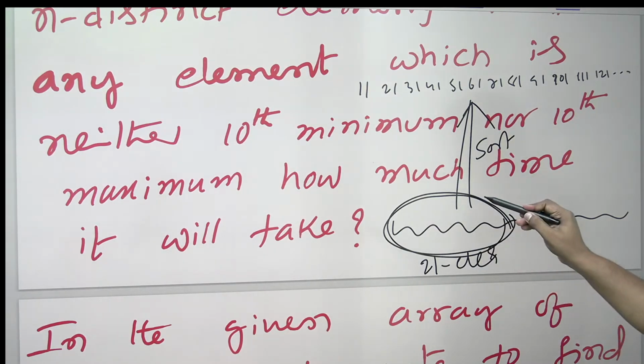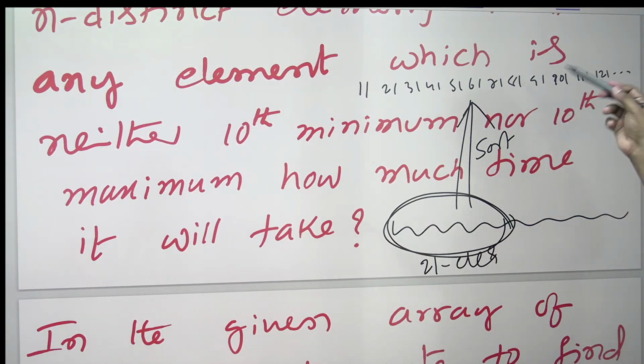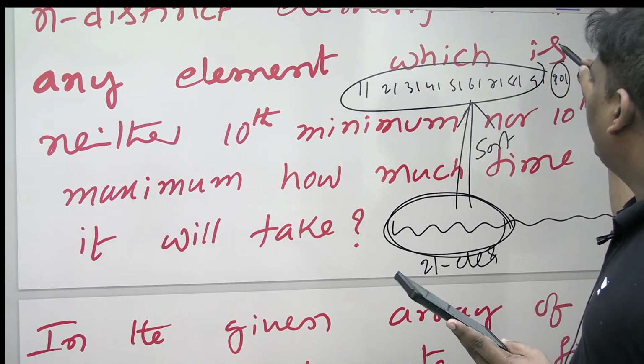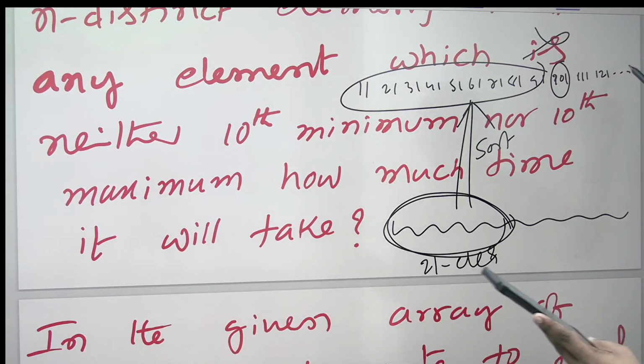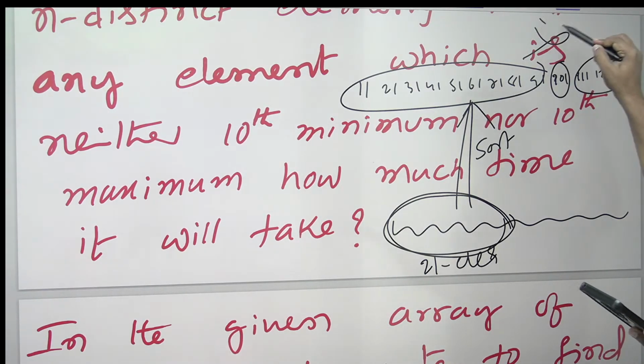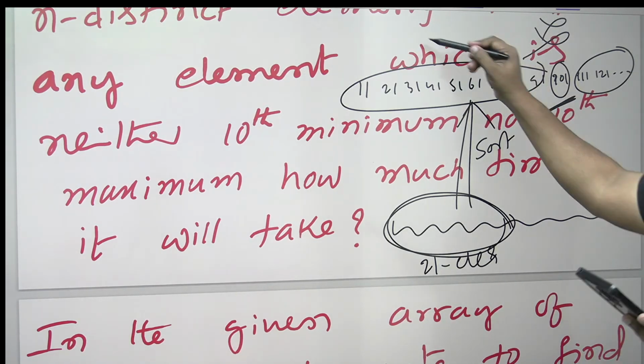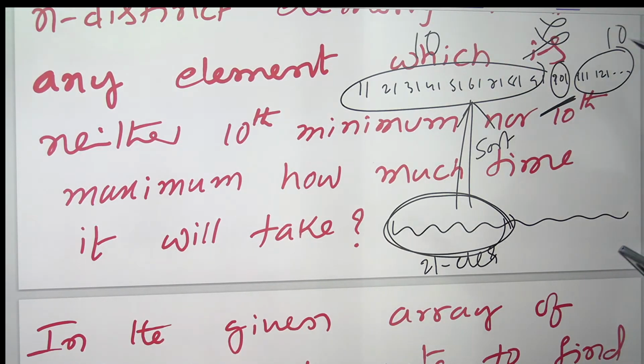Take the 21 people, sort them. After sorting, take the middle person. Whoever is the middle person, you take. Less than him 10 people, he cannot be 10th minimum. More than him 10 people, he cannot be 10th maximum. He is neither 10th minimum nor 10th maximum. This side 10 people, this side 10 people, and this is one person. 10 plus 10 plus 1, totally 21 people.